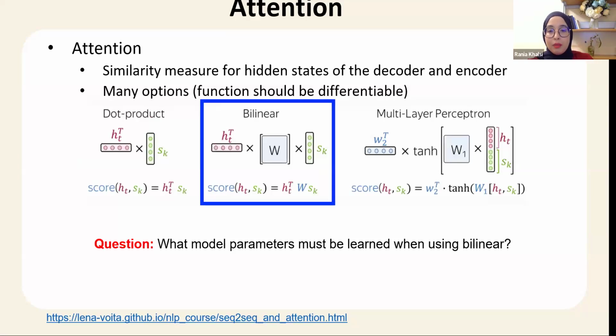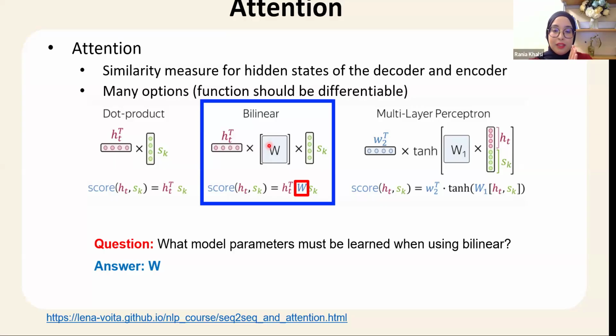Now, when it comes to the bilinear model, the question again is how many parameters do we need to learn? Let's answer this question. You can try to answer. Here we introduce this matrix of weights, and these weights are going to be learned during the training process, so they are going to be updated. These are the parameters. The only component that must be updated during training is this weight matrix W.